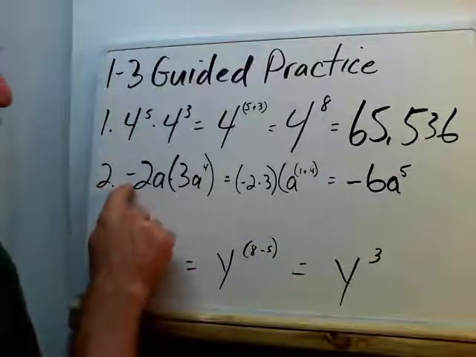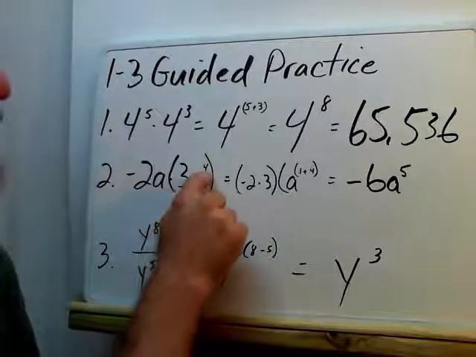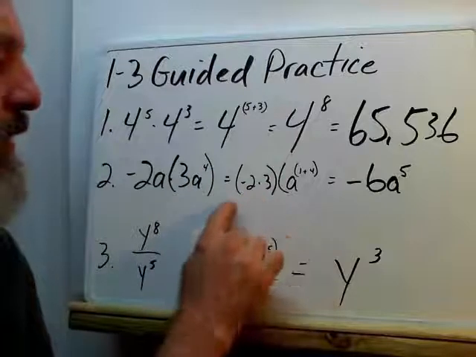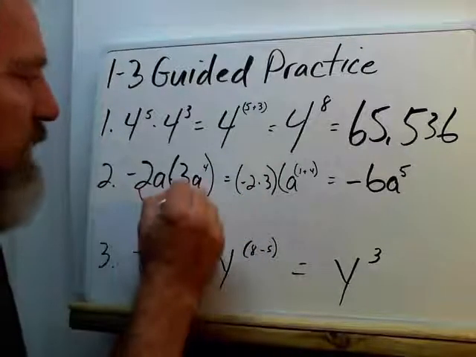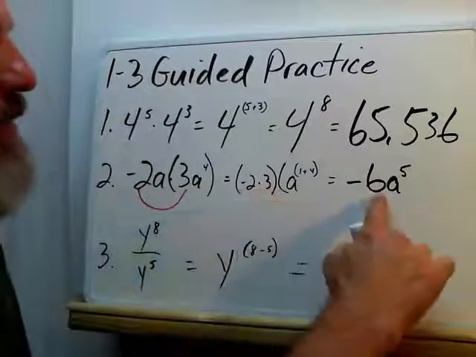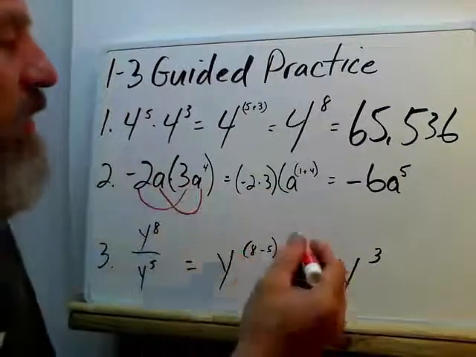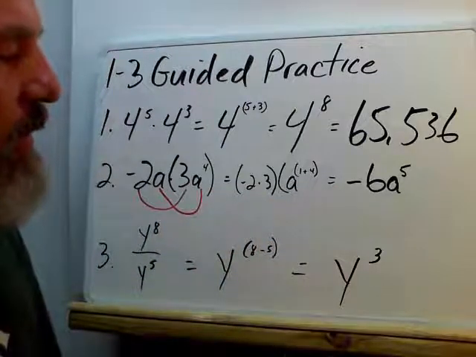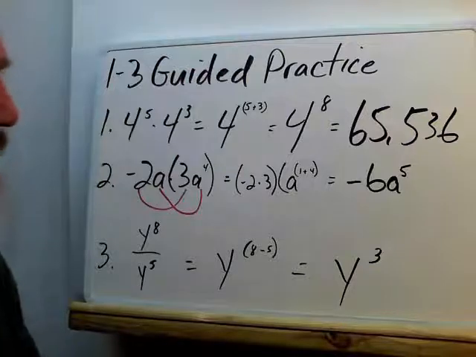Number 2 is negative 2a times 3a to the 4th. In this case, I will put that intermediate step here. We have negative 2 times positive 3. Negative 2 times positive 3 gives us the negative 6. And we have a times a to the 4th. That's a to the 1 plus 4. That's negative 6a to the 5th.